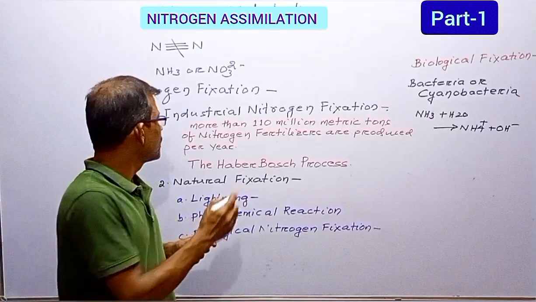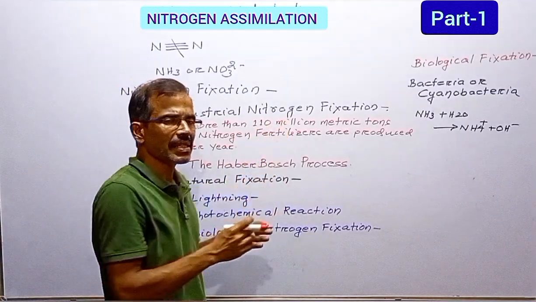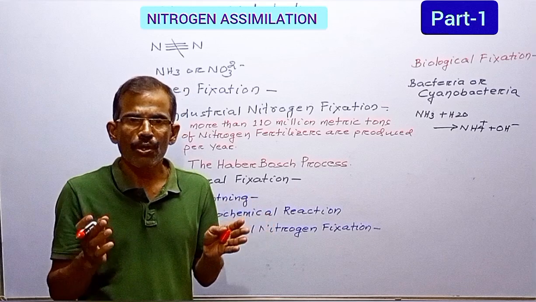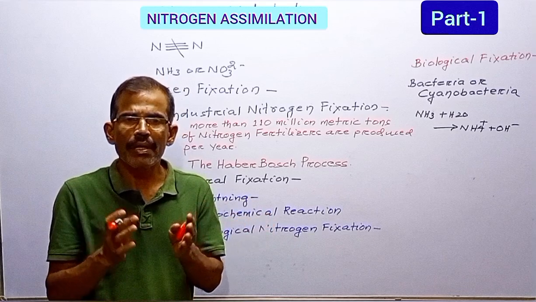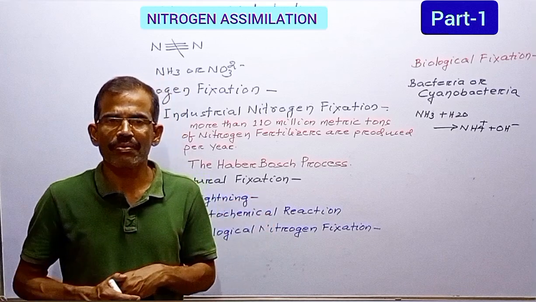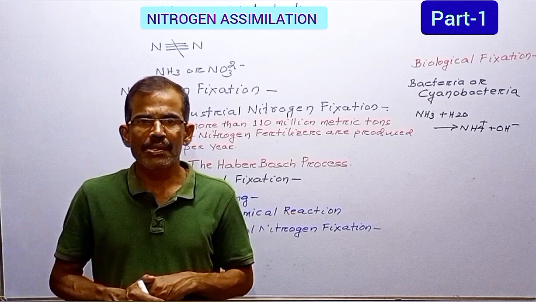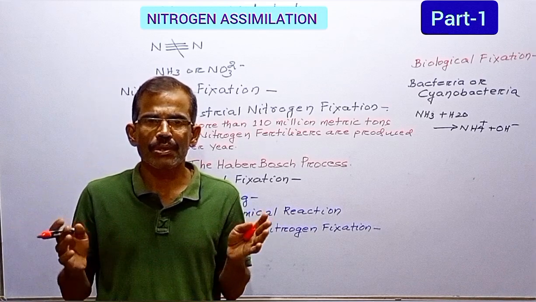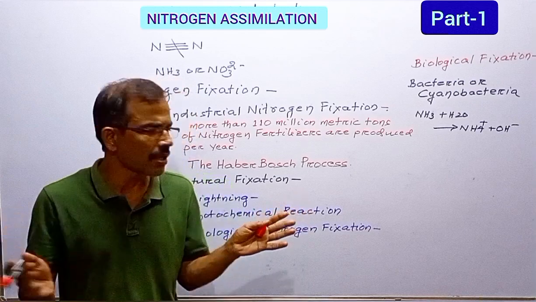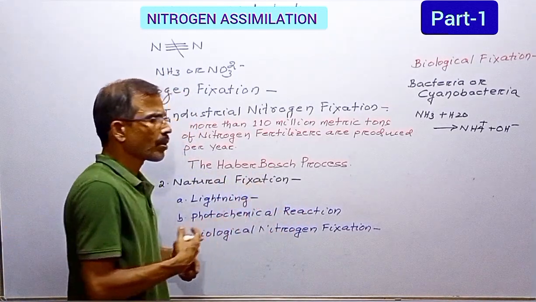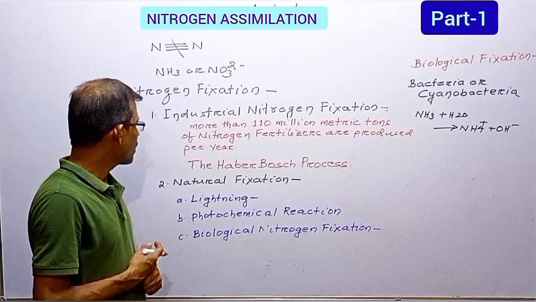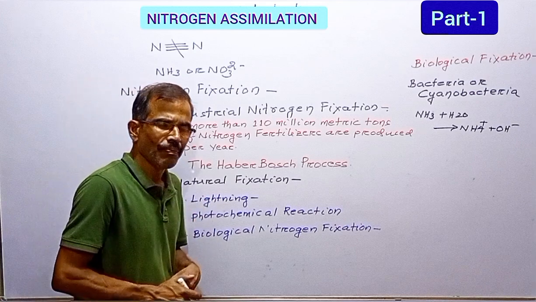The first one is industrial nitrogen fixation, by which more than 110 million metric tons of nitrogen fertilizers are produced per year. Industrially, molecular nitrogen is fixed into ammonia by the Haber-Bosch process. The second one is natural fixation.